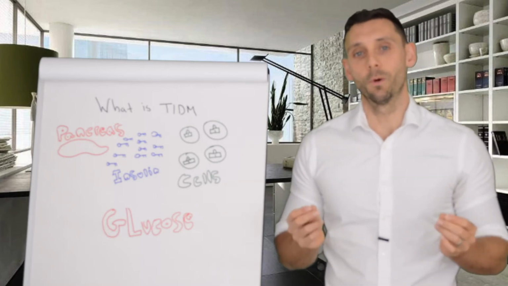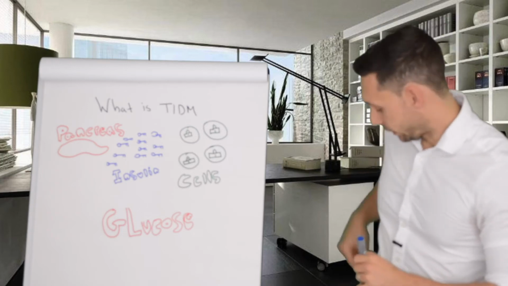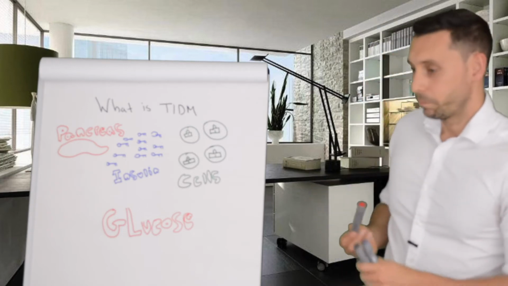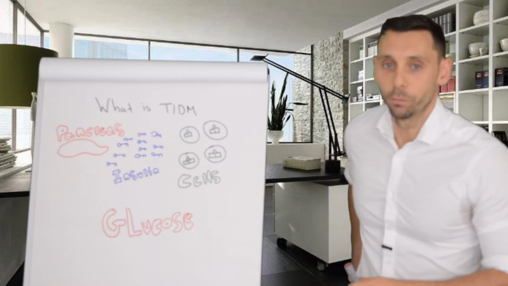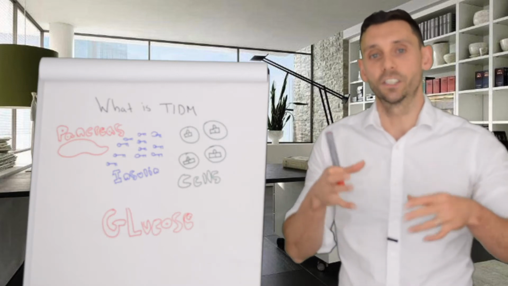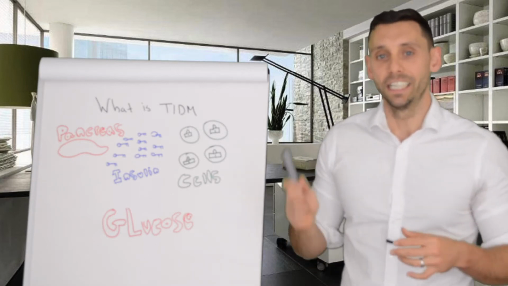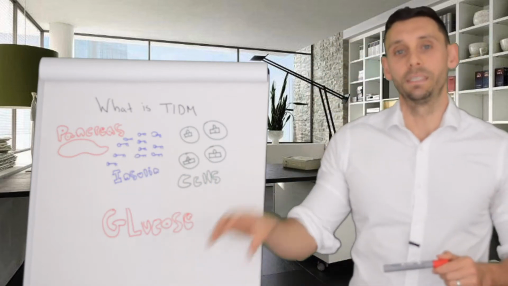So what happens in type 1 diabetes? So let me just get my pen here. In type 1 diabetes, what happens is an autoimmune response happens. And what is an autoimmune response? Essentially, it is that the immune system gets confused. So it targets the insulin producing cells in the pancreas and says they need to be destroyed.